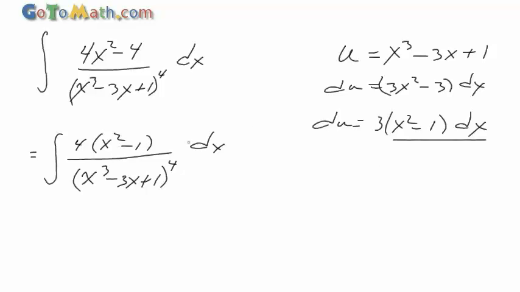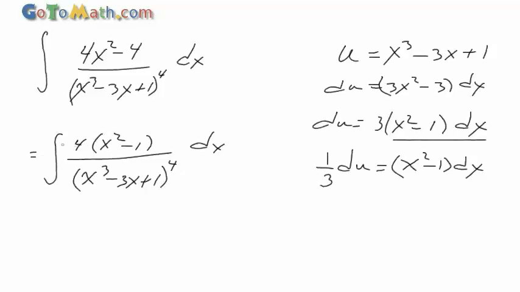Well, we have an x squared minus 1 dx, and an x squared minus 1 dx here. We've got this 4 here, but we've got a 3 here, but that's okay. Go ahead and isolate this part, solve for it. In other words, bring this 1/3 over. du is equal to (x squared minus 1) dx. We're going to replace x squared minus 1 dx with the 1/3 du.